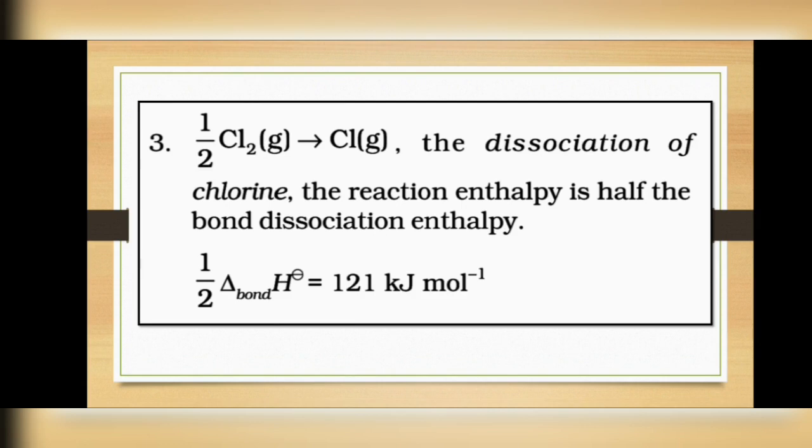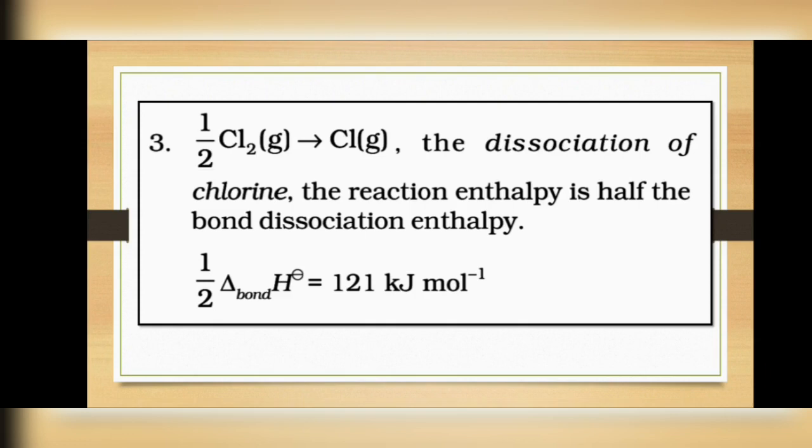Cl2 is a molecule, so you need only one atom of Cl. What you have to do is break the bond and make them atoms. To break the bond you need bond dissociation enthalpy, the dissociation of chlorine. The reaction enthalpy is half the bond dissociation enthalpy, isn't it? So you have to consider bond dissociation enthalpy, and it is given as half delta bond dissociation enthalpy, that is 121 kilojoules per mole.